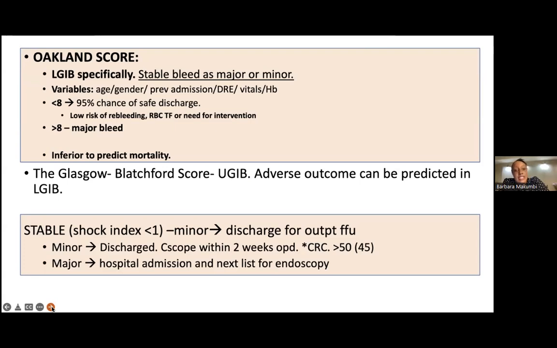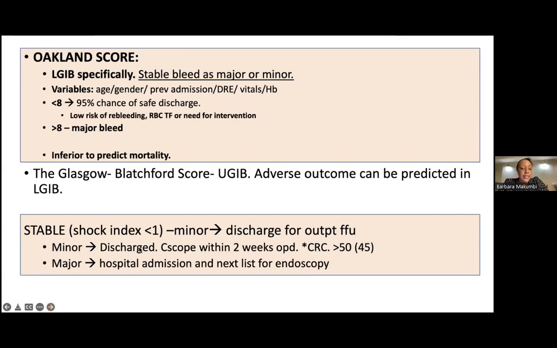So the cutoff for the score is 8, depending on the variables that are found. If the score is less than 8, your patient can go home safely. It's a 95% chance that the patient will have no rebleeding or low risk of rebleeding, not need a transfusion, and not need any intervention thereafter. If your patient has a score more than 8, then it's a major bleed, and the patient does need intervention, probably a transfusion. It does not predict mortality. And with all these scores that do exist, it's very important to highlight that you need to use your clinical acumen. You need to use the scores to help, but you must look at your patient clinically.